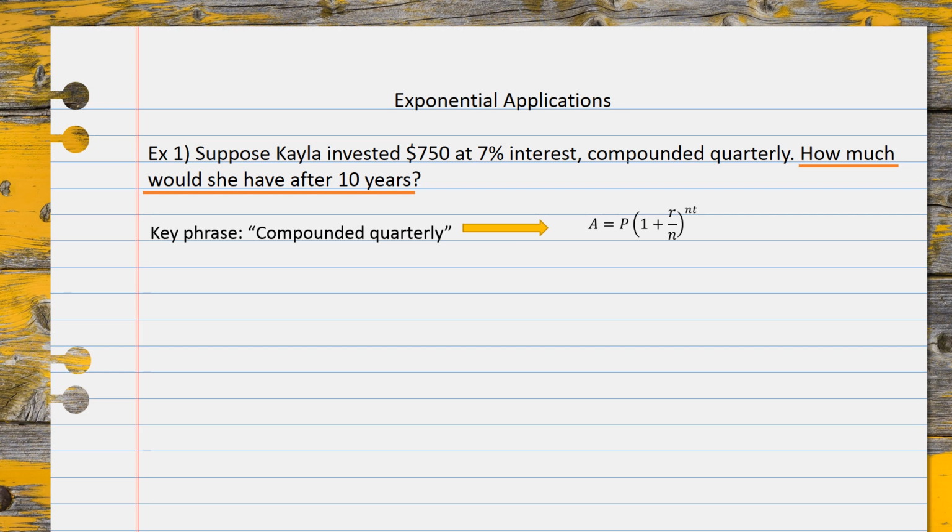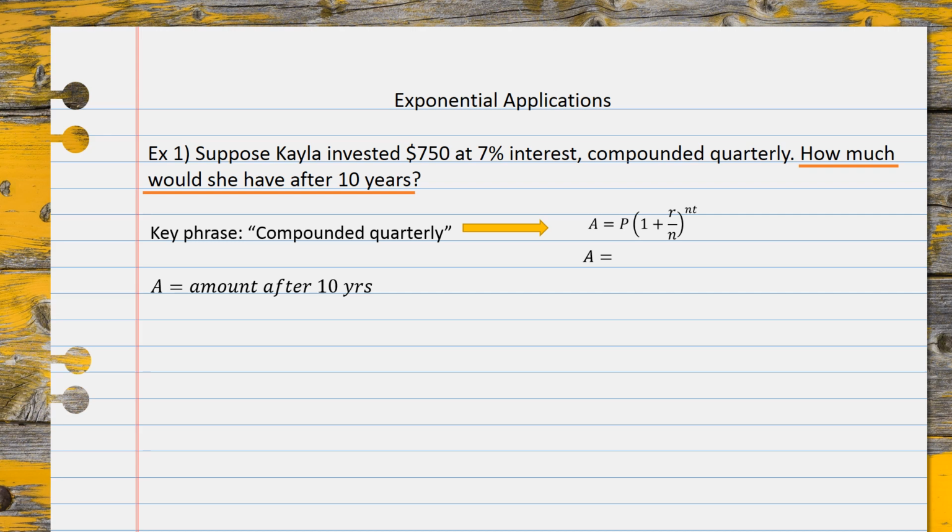Well, would that be the A, the P, the R, the N, or the T? Because it's asking for after 10 years, it's wanting the end amount, which means we are solving for A. A is going to represent the amount after 10 years. Now let's plug in the appropriate values into the equation. Do we know A? No, that's what we're looking for, so the A will remain.